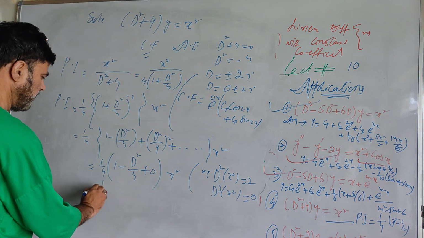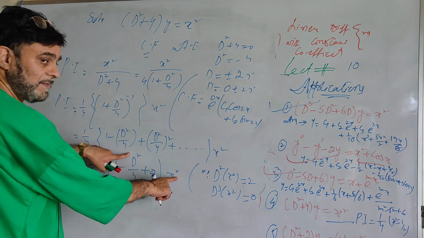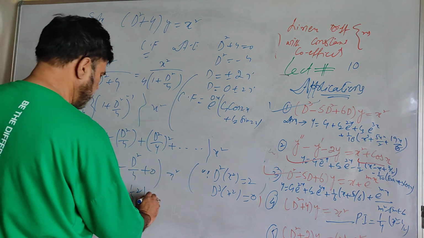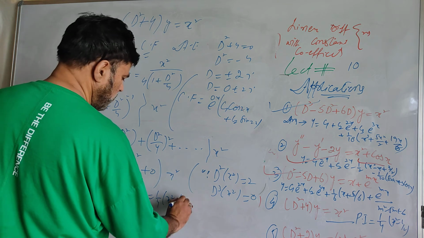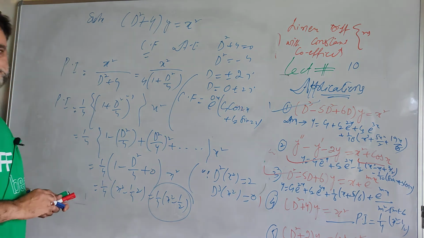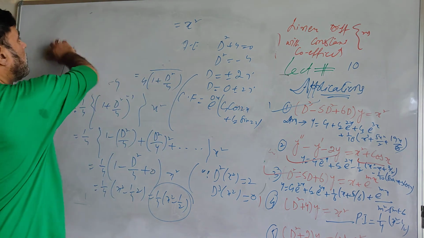So this is your 1 by 4. It is x square minus 1 by 4. What is the second derivative of x square? It is 2. So the particular integral is 1 by 4 x square minus 1 by 2. This is the particular integral.